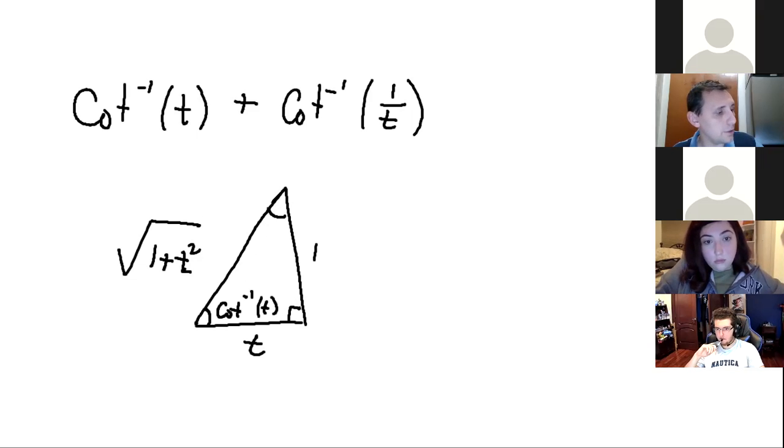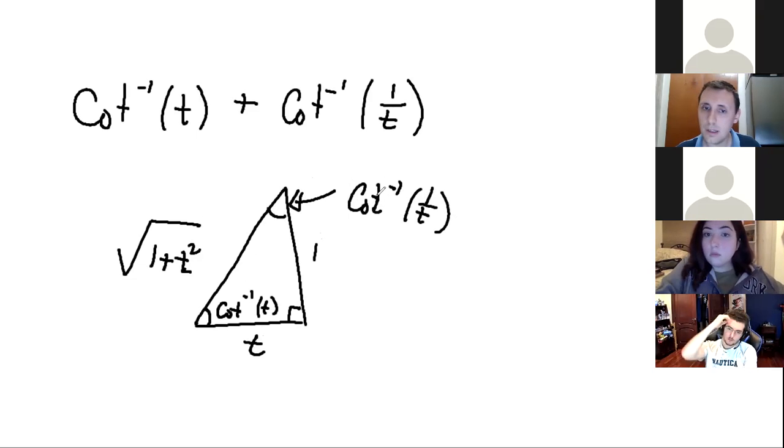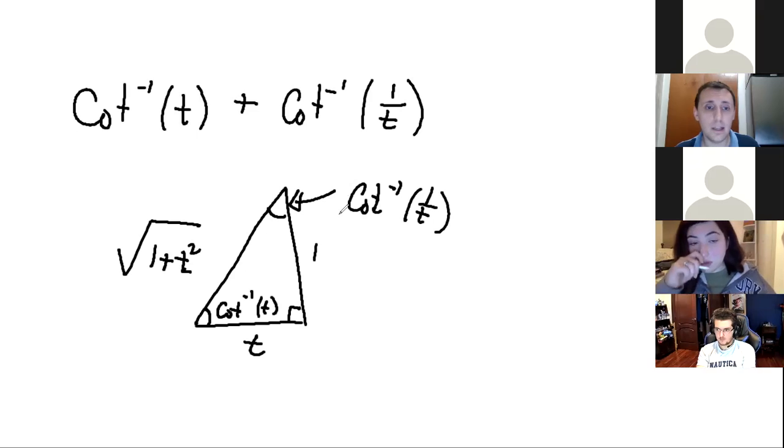What can you say about this angle? Well, adjacent over opposite, right? If I see 1 over T here, adjacent over opposite. So this angle over here can be written as cotangent inverse of 1 over T. You agree with me? Why? Because if you apply cotangent to this angle, you would take adjacent over opposite. This becomes adjacent. Yes?